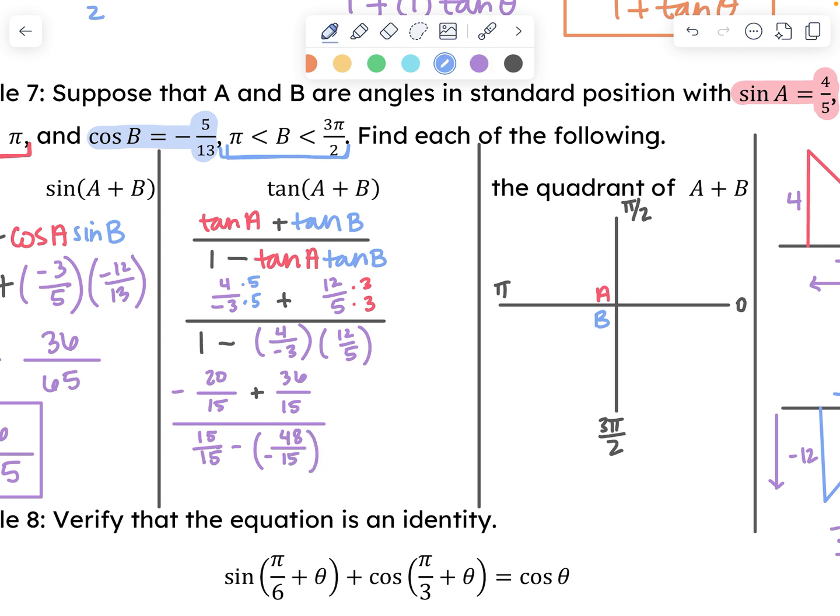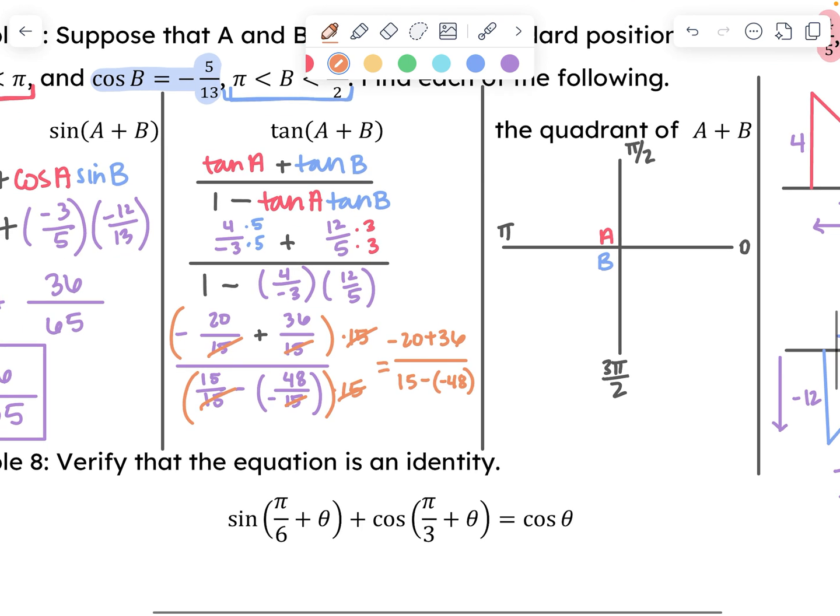So if you look here, they all have a denominator of 15. So the other thing I could do now is just multiply top and bottom by 15 to get rid of all of those little denominators. So now what I'm really looking at is a negative 20 plus 36 over a 15 minus a negative 48, or 15 plus 48. So I get negative 20 plus 36 is 16 over 15 plus 48 is going to be 63. Yeah, so there's my answer.